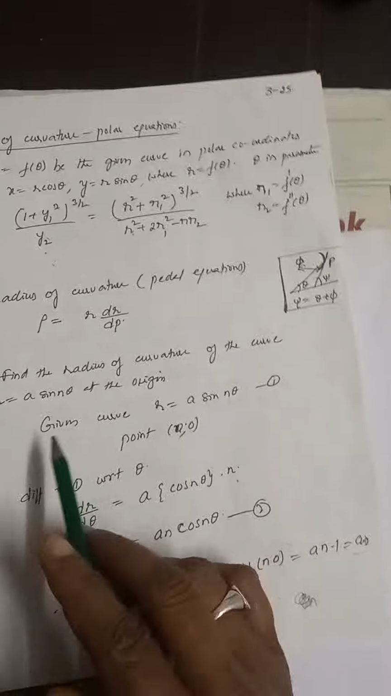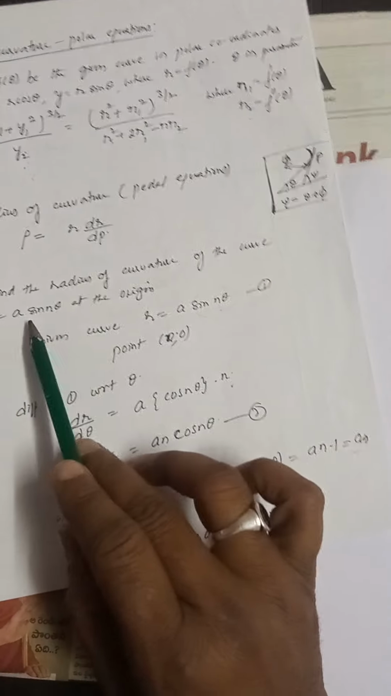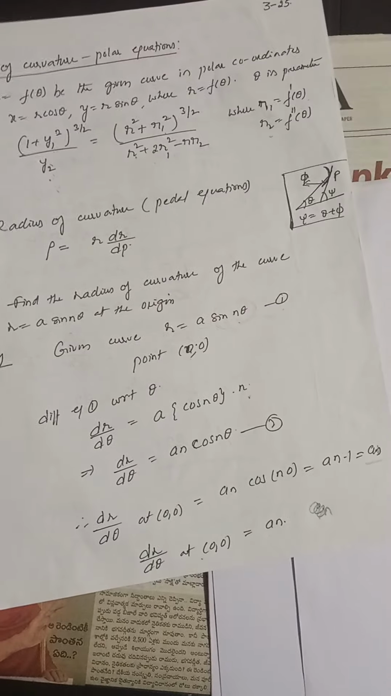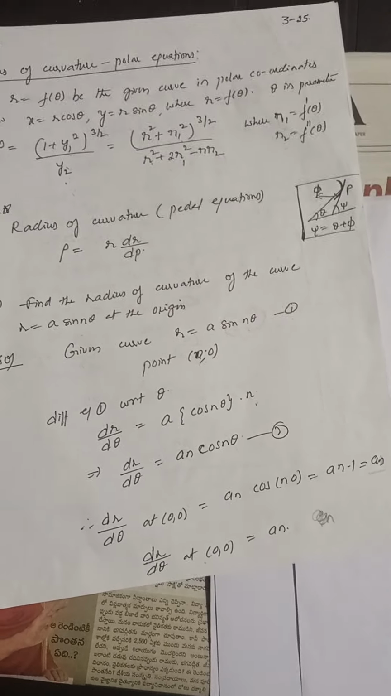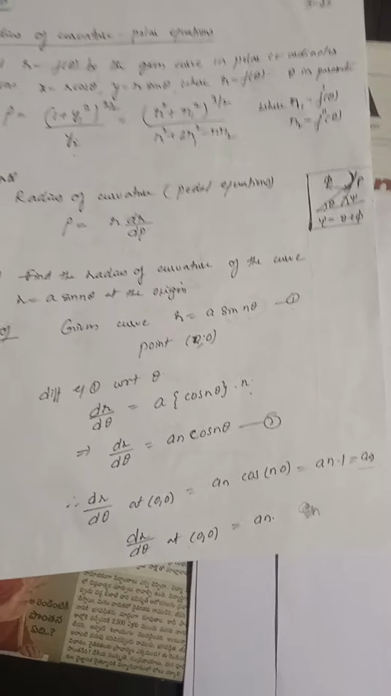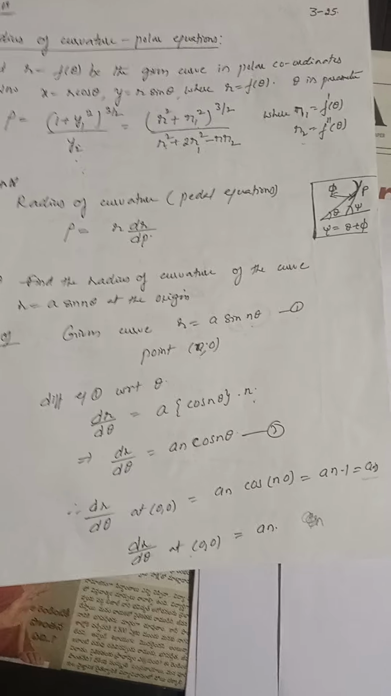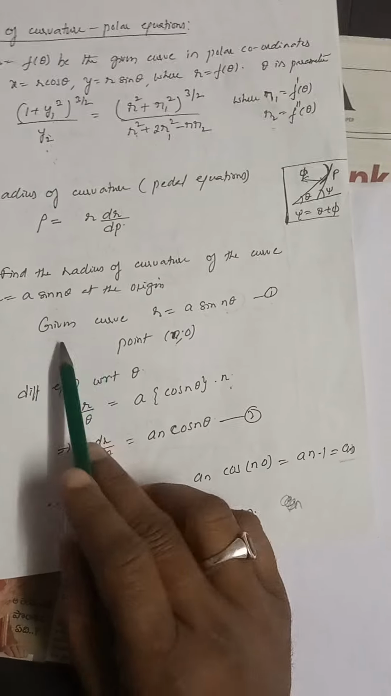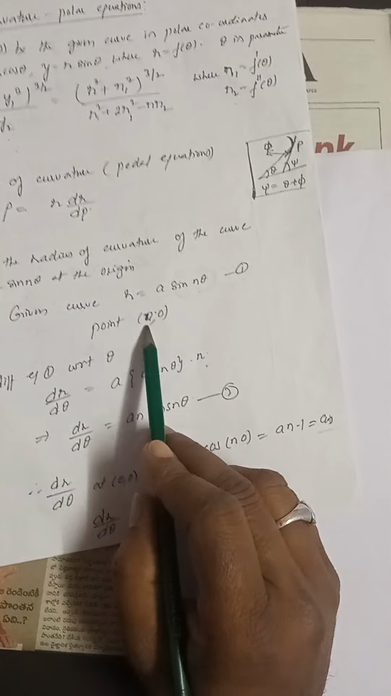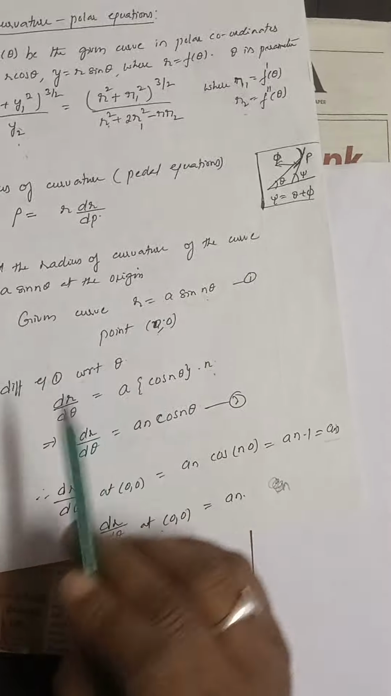Now, concentrate. Application. Find the radius of curvature of the curve r is equal to a sin n theta. Here the given equation is in r and theta. That means it is in the polar system. Polar coordinates are given to you. If x and y are there, that is called the Cartesian coordinate system. Now the given curve is r is equal to a sin n theta, and the point is the origin, 0, 0.